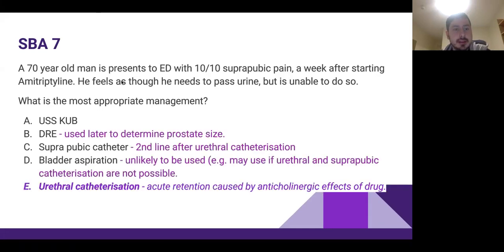Indeed, the answer is E. So this patient has presented with suprapubic pain a week after starting amitriptyline. He can't pass urine, so we feel this could be acute urinary retention. Amitriptyline has a big anticholinergic burden, so this could be contributing a medication cause of acute urinary retention. So how would you want to ease this? Because the bladder's not contracting, because you're inhibiting the detrusor, you'll have to physically remove the urine, and a catheter will do that.